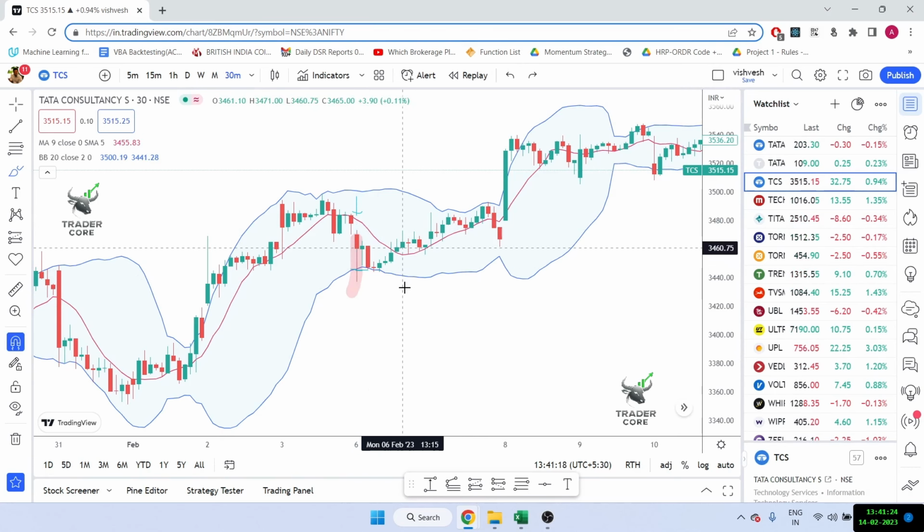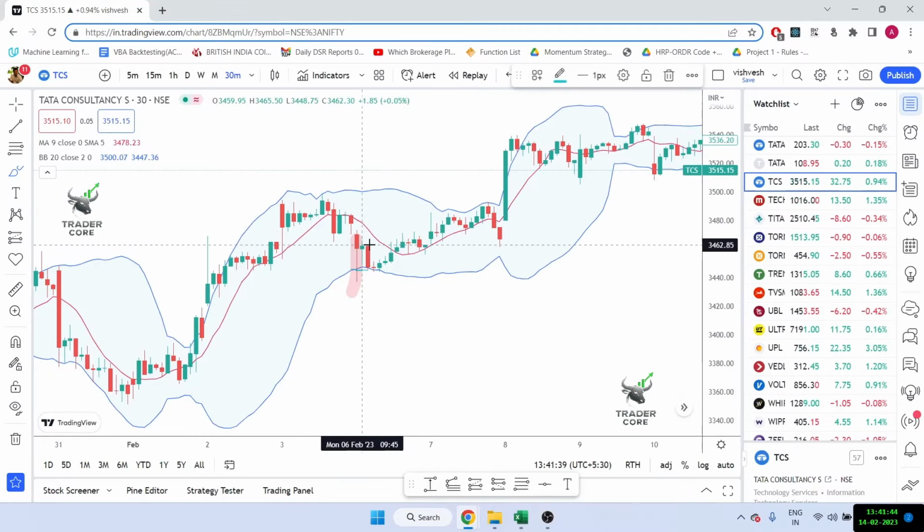So the first condition is, we are looking for a candle that touches the Bollinger Band, and at that point of time, the difference between the Bollinger Band and the moving average is more than the upper difference. That is the first condition. If that is true, we are looking for a buying trade, but we will only take the trade once we get a green candle. We've got the green candle after that, so we will go for a buying trade here. This will be our buying entry.